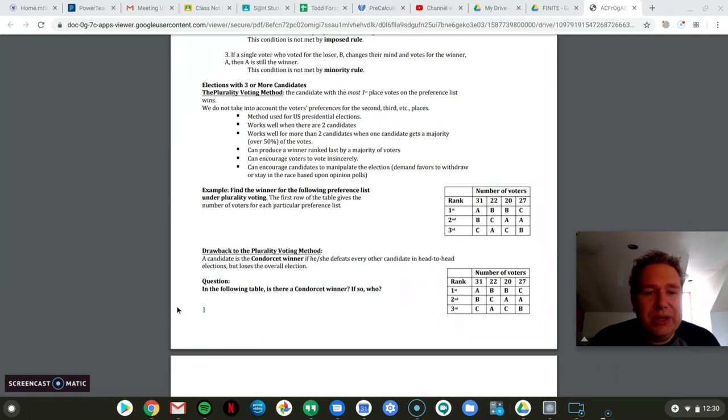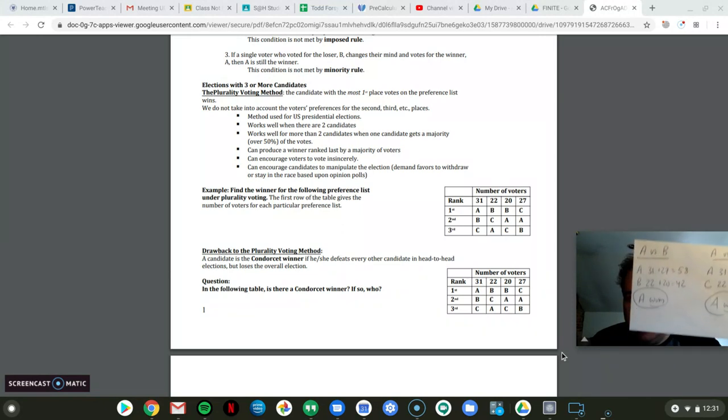When it says, question in the following table, is there a Condorcet winner? If so, who? Let me show you how I answered that. A is actually the Condorcet winner here. More people preferred A higher overall when you look at preferences overall. What you do to answer this question, I'm going to show you right here.